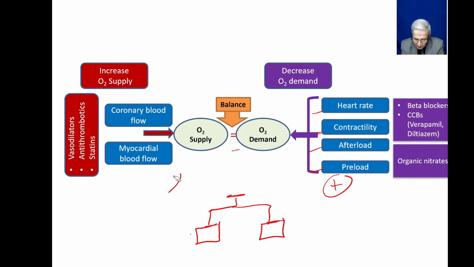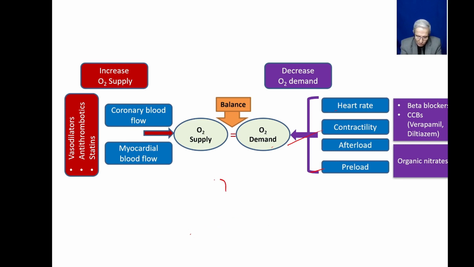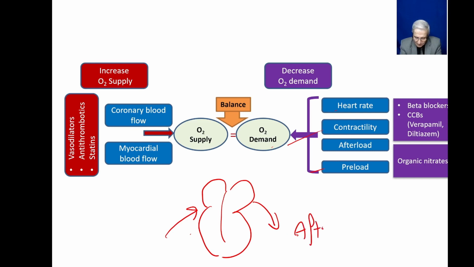This balance is very important, and several factors determine oxygen supply and oxygen demand. For example, heart rate determines the oxygen demand. When you have increased heart rate, that means we need more oxygen. When you have increased contractility, we need more oxygen. When you have increased afterload or increased preload, we also need more oxygen. If you look at the heart muscle, this is the preload and this is the afterload.